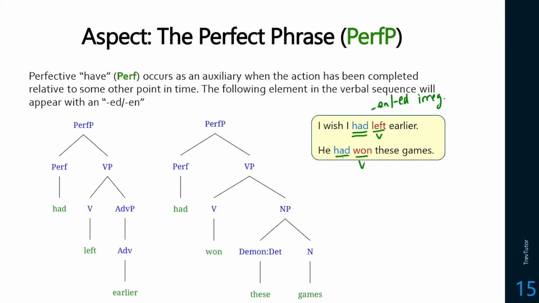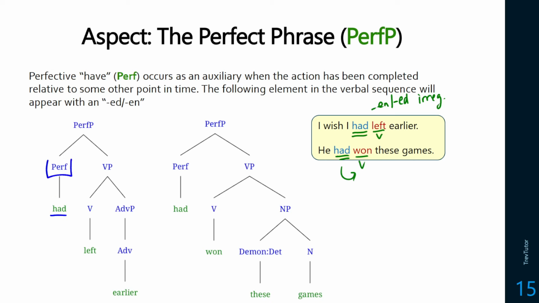So "won" there is the main verb, and then "had" is giving this extra support to "won" to say, okay, relative to some time in the past, he won by that point. He had won these games. So in the case of the structure, we have perfect "had" for "had left earlier."